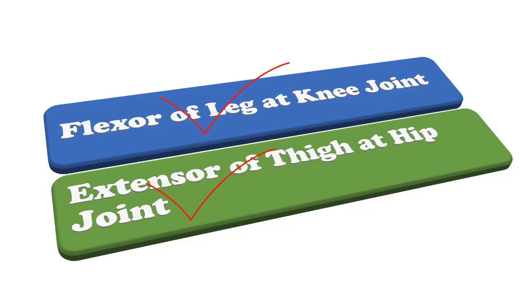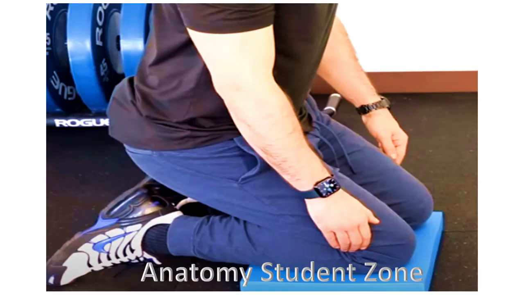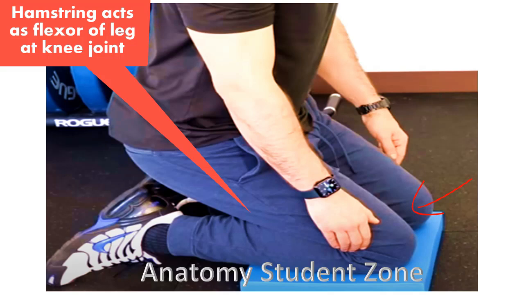But remember, these two actions of these muscles can't be performed maximally at the same time. I am going to explain this statement. When our knee is fully flexed, as you can see in this image, the knees are fully flexed. At that time, hamstrings are acting as a flexor of the knee. That is their normal function.